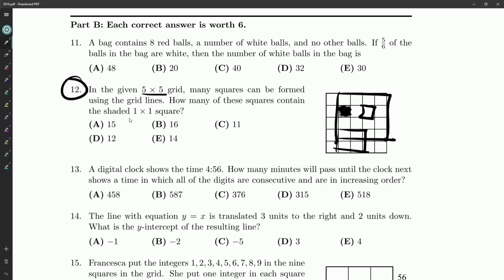So, what can we do? It's a counting problem. We want to make sure we're counting everything that we need to count and none of the things that we don't want to count. Now, with a question like this, there's also the chance, is it easier to count the number of squares in total and then subtract off the squares that don't contain our shaded square? Or do we really just want to try and count our shaded square? And if that's the one I am leaning towards, how are we going to do this in a nice systematic way so that we don't miss anything?